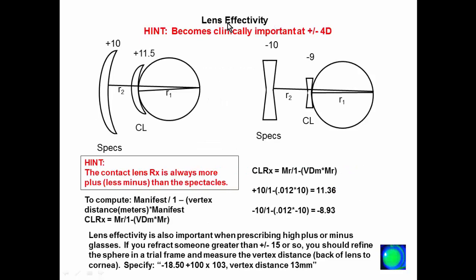The concept of lens effectivity is useful with contact lens practice. So anytime you have glasses that are greater than plus or minus 4, the contact lens power is always going to be more plus. It doesn't matter if the glasses are plus or minus, you always have more plus at the corneal plane if the power of the glasses is greater than plus or minus 4.